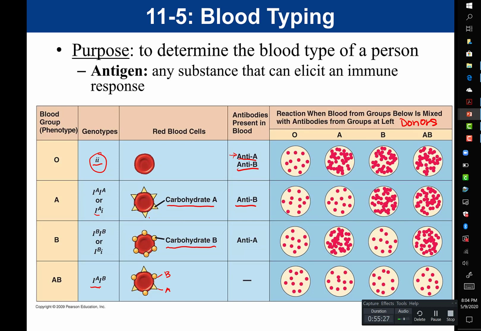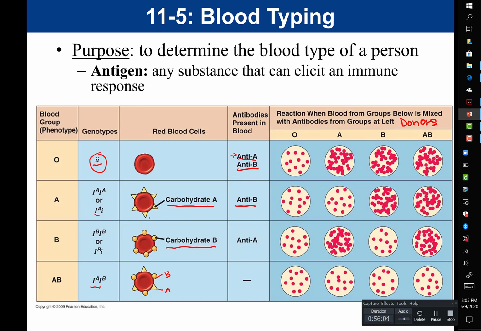So A and B are codominant. So if you have an A allele and a B allele, you express both carbohydrates. Both of those are seen on the surface of your red blood cells. So what that means is if you're AB, do you make anti-A antibodies? Answer is no. A is seen as self. Do you make anti-B antibodies? No. B is seen as self. So notice for antibodies in the blood, none. There's none because A is self and B is self.